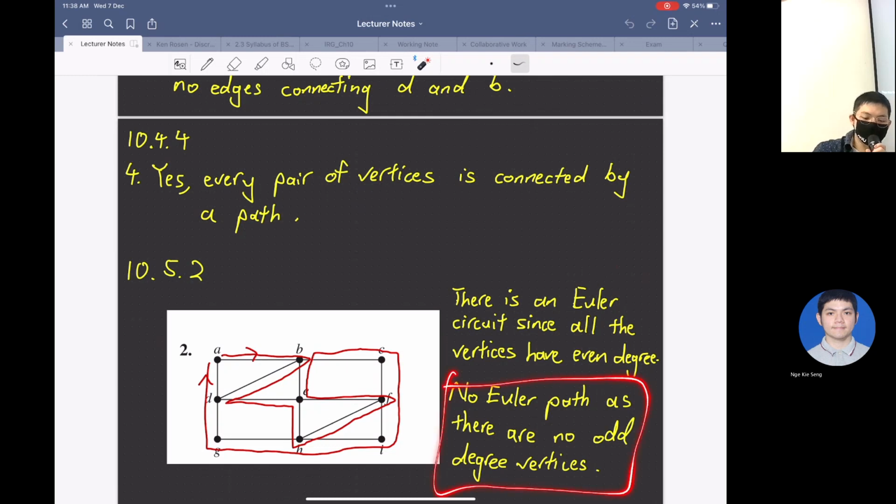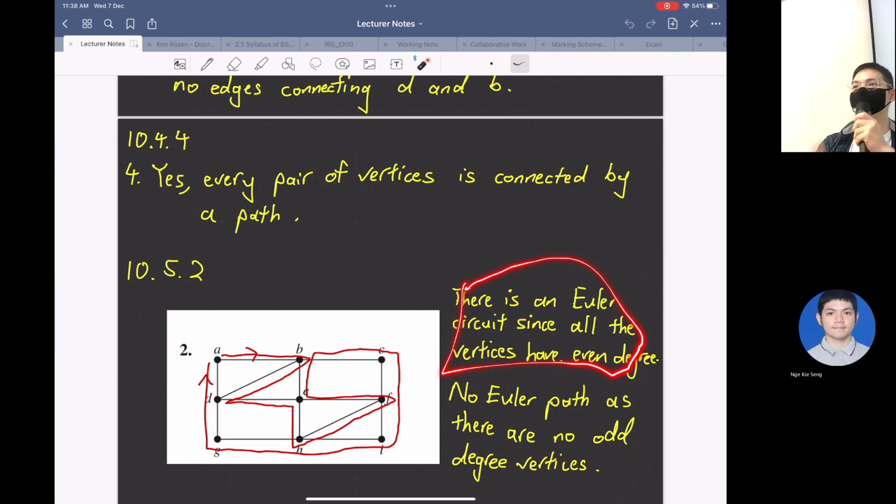Okay, Euler path. How to determine whether you have an Euler path or not? That's an if and only if statement. There are exactly two vertices with odd degree, because the two are the starting and the ending point. So if your vertices all have even degree, then you can't have odd degree, right? So you don't have an Euler path. So if you have an Euler circuit, you cannot have an Euler path.